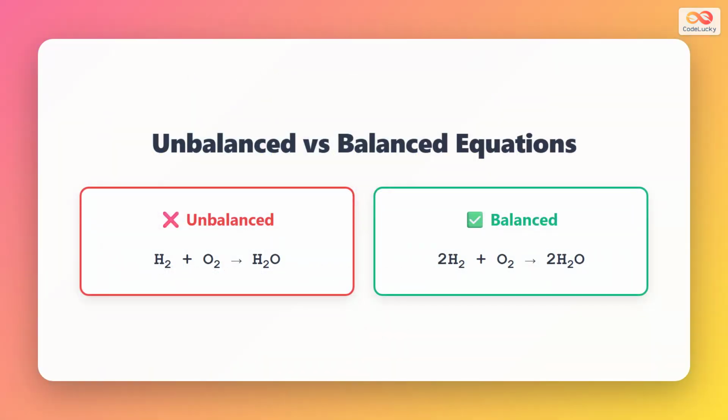Let's look at a simple example to understand the difference between unbalanced and balanced equations. Consider the reaction where hydrogen gas reacts with oxygen gas to form water. On the left, we have the unbalanced equation. H2 plus O2 yields H2O. Notice something is wrong here. On the right, we have the balanced version. 2H2 plus O2 yields 2H2O. The balanced equation correctly represents what actually happens in nature. The coefficients in front of the molecules make all the difference.